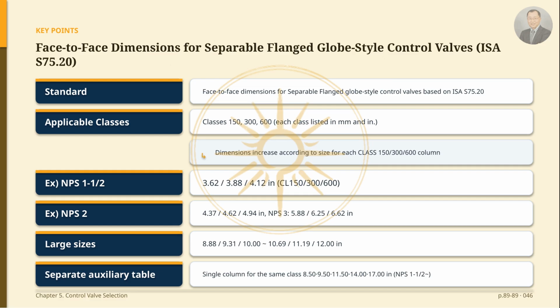For larger sizes, it ranges from 8.88 inches, 9.31 inches, and 10.00 inches, up to 10.69 inches, 11.19 inches, and 12.00 inches. This table also includes a supplementary table organized in a single column for the same class, where dimensions increase from NPS 1.5 inches, in the order of 8.50 inches, 9.50 inches, 11.50 inches, 14.00 inches, and 17.00 inches.